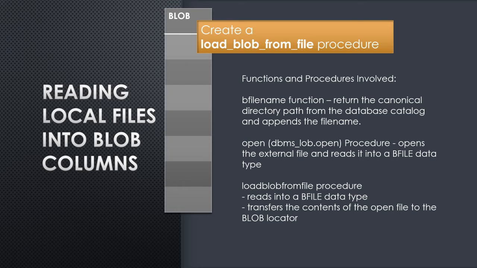Next, we can read local files into the BLOB columns. Functions and procedures there: we've got the BFILENAME function, which again returns the canonical directory path from the database catalog, and it appends the file name. You use your open procedure, which opens the external file and reads it into the BFILE data type. And the load BLOB from file procedure transfers the contents of the open file to the BLOB locator.